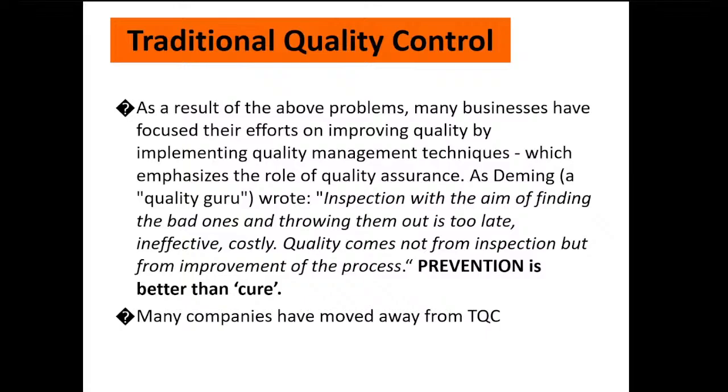So as a result of this, basically we see that they focus on the effort of improving the quality. As Deming wrote, inspection with the aim of finding the bad ones and throwing them out is too late, ineffective and costly. And quality comes not from inspection but from improvement of the process. So basically, prevention is better than cure.